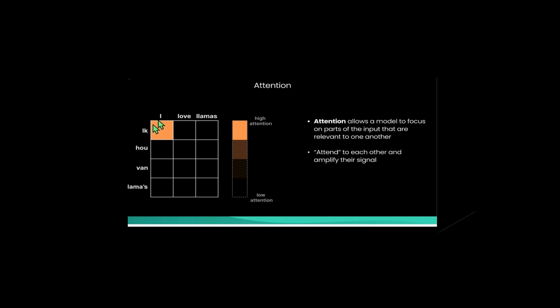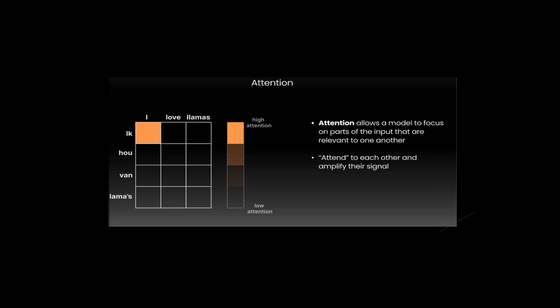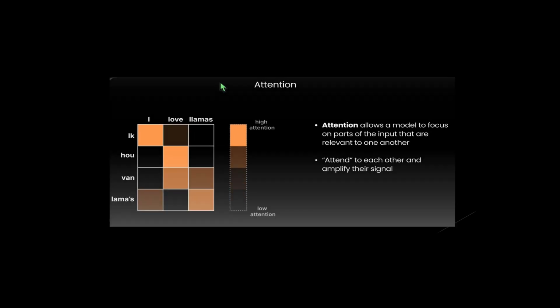For example, consider the sentence, "I love llama." When translating it into another language, the model learns to pay attention to different words at different times. When generating the translation for I, it focuses mostly on the word I. When processing love, it gives more weight to love. And when translating llama, it focuses on that specific word. This selective focus ensures that the model captures the correct meaning and context for each part of the sentence.